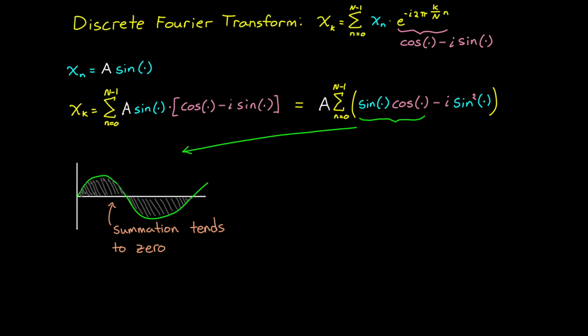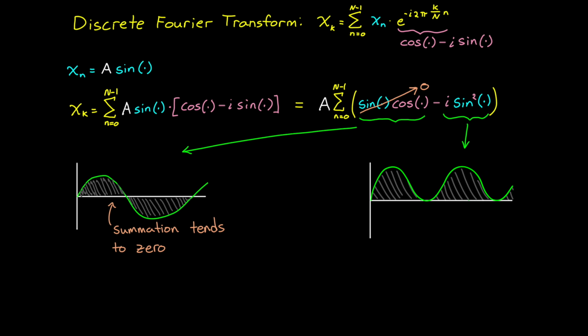So no matter how long the signal is, the summation will always be close to 0, and therefore this first component doesn't contribute much to the summation. Sine squared, on the other hand, looks like this, like a sinusoid that goes between 0 and 1. And since this is discrete, we're sampling it in time. Now, the more samples we have, the larger this summation will be.